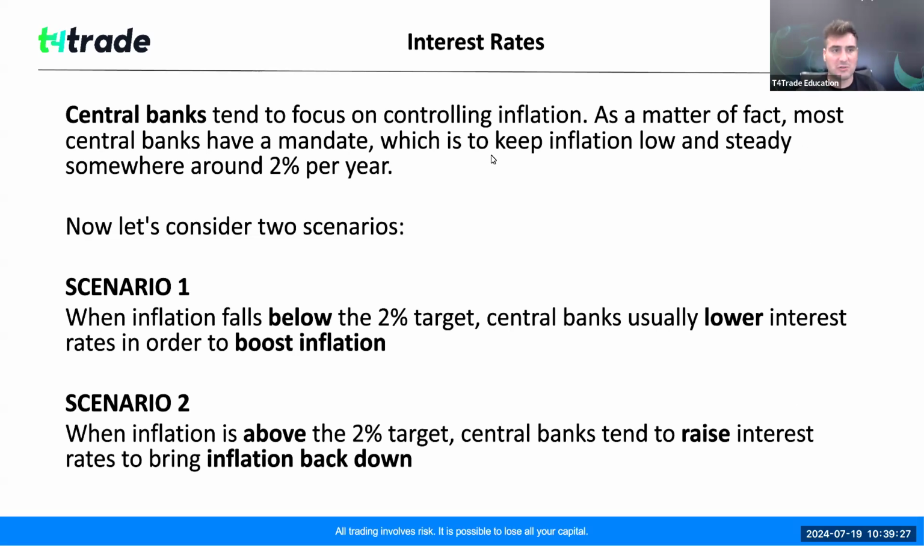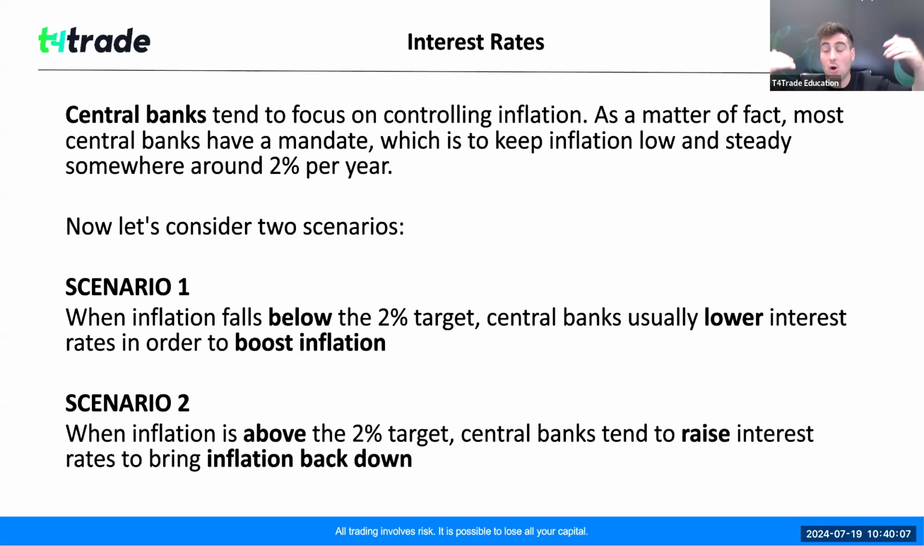So as a matter of fact, most central banks have a mandate to keep inflation low and steady, somewhere around 2% per year. This is, again, an arbitrary number that they formalized back in 1996, if I'm not mistaken. The New Zealand central bank was the one that introduced this arbitrary 2% target for inflation, and then it was adopted by many other central banks afterwards. Again, arbitrary number. So, scenario: when inflation falls below the 2% target, central banks usually lower interest rates in order to boost inflation. Okay, we have covered the second scenario. Let's cover the first one now.